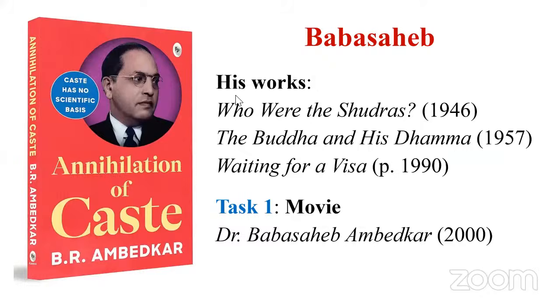So start with his work, Annihilation of Caste. Maybe at least read through or get the gist of Annihilation of Caste. Then concentrate on Who Were the Shudras, a very famous work, published in 1946. Then The Buddha and His Dhamma, 1957. Then Waiting for a Visa. It was written in the 1930s. Then it was published posthumously in 1990.